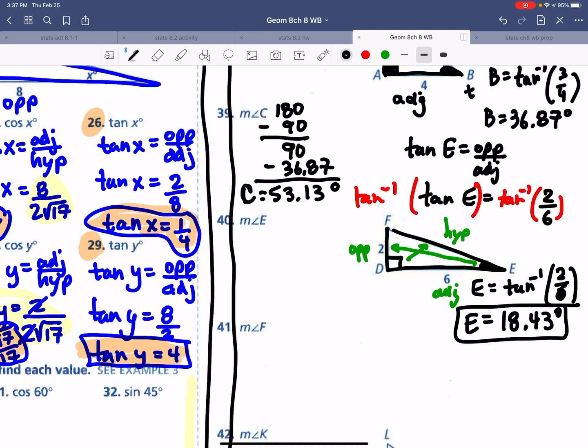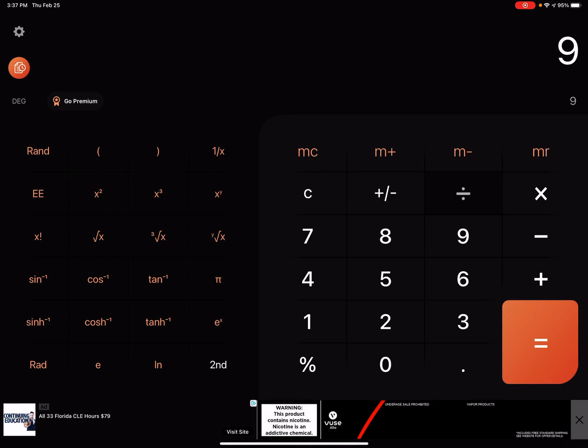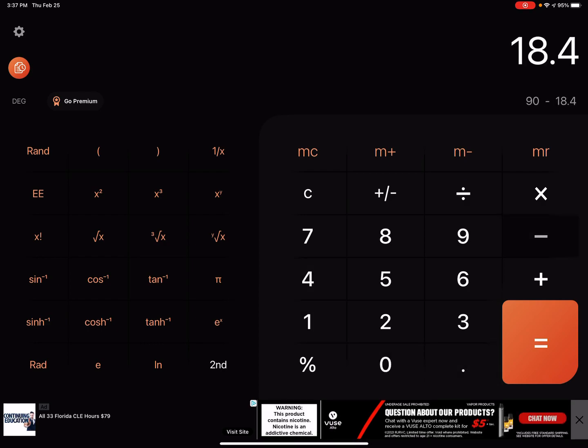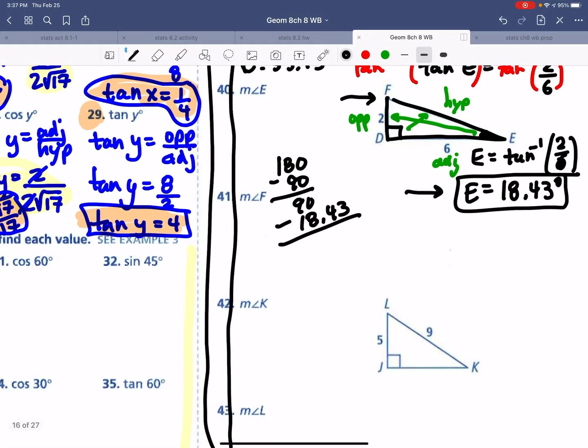Nice. So what would angle F be? Well, that would just be what's left over from 180. So 180 minus 90 is 90, and we take away 18.43. So 90 minus 18.43 is 71.57. So F is 71.57.